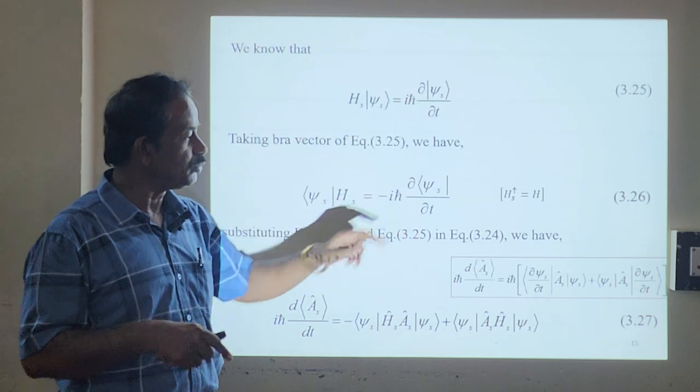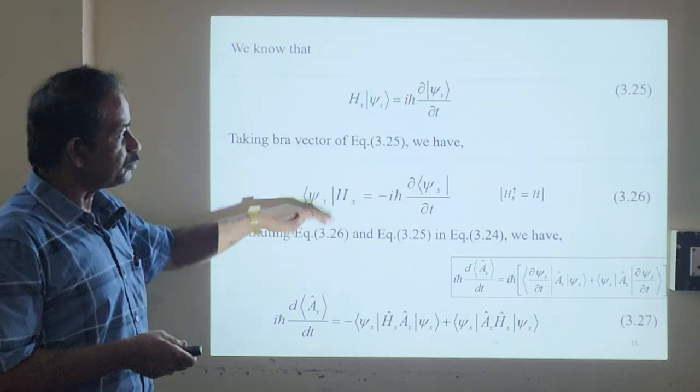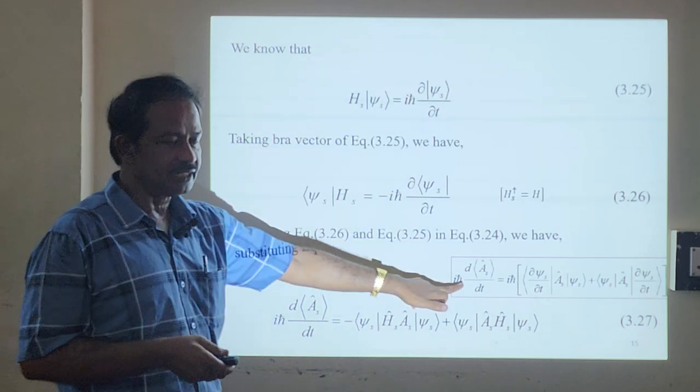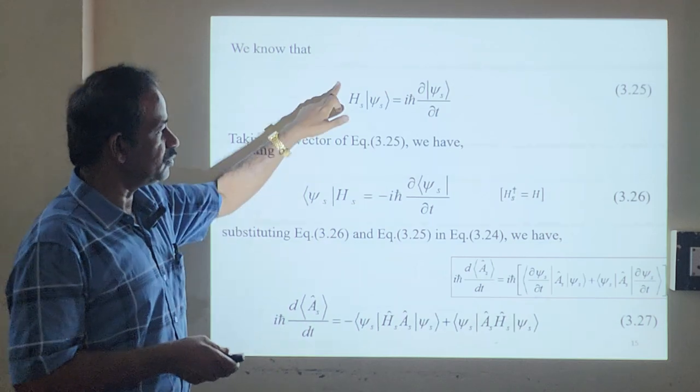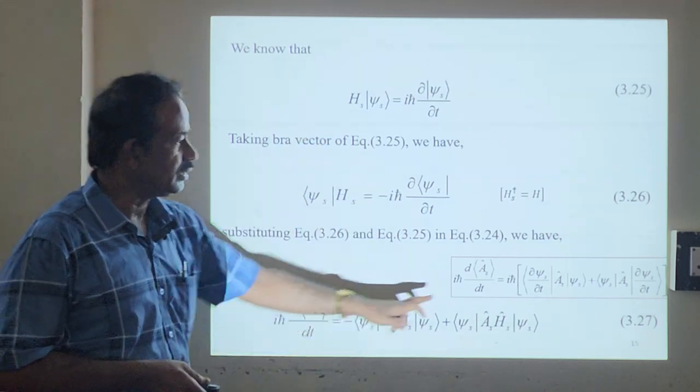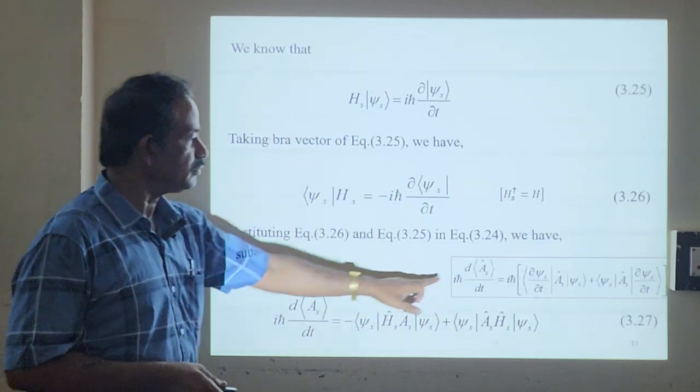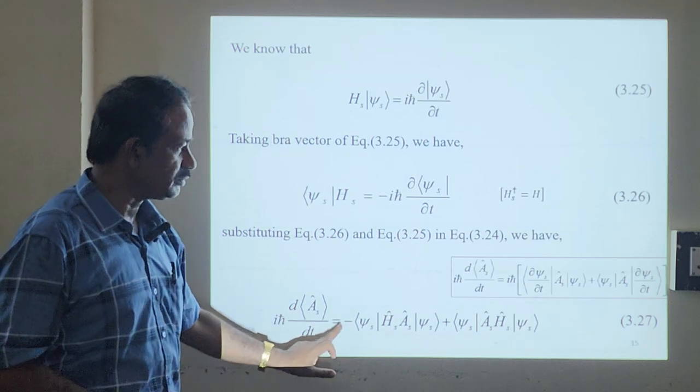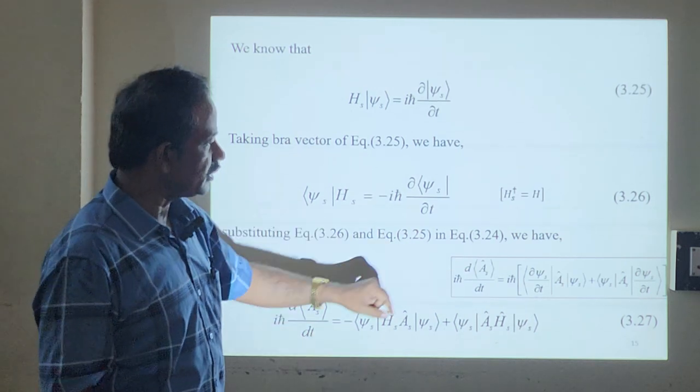So ket psi s will give you bra psi s. Now substitute these two in the earlier equation. Earlier equation is this one. You substitute these two in the earlier equation. So you have i h cross dA_s by dt, which is equal to, now we'll go for it.